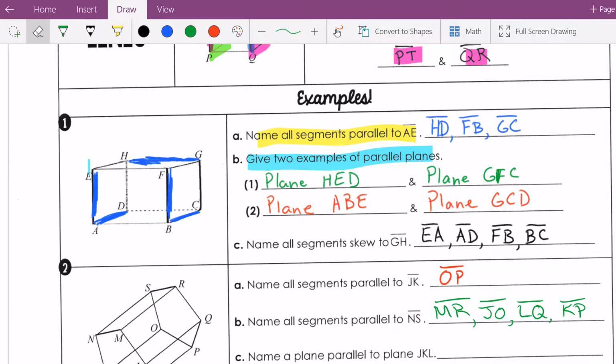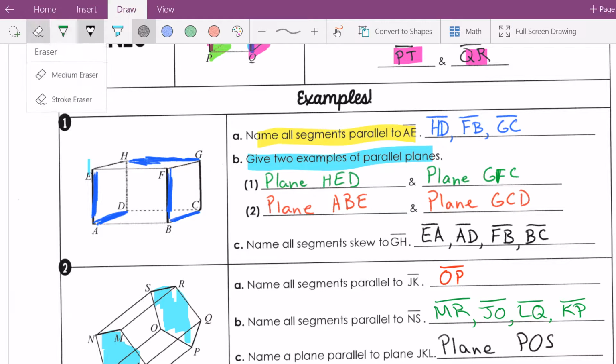Now moving on to the next one, we've got to know a plane parallel to JKL. So now we're worried about the plane JKL, the one that has all 3 of those, would be this pentagon here in the front. So for it to be parallel, it has to be going in the same direction, and there's only one part that goes in the same direction, and that's the other pentagon in the back. So in order for us to name the shape, we need to pick 3 letters that form a triangle, which could be any of them. So I will go with plane POS.